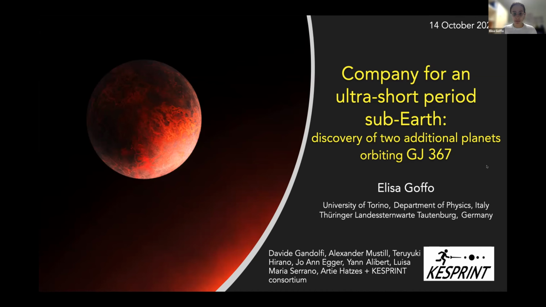I'm Elisa Goffo. I'm a PhD student working at the University of Torino and at the Thüringer Landessternwarte Tautenburg. And today I'm going to talk about the new results that we obtained from a radial velocity follow-up campaign of the system GJ 367.